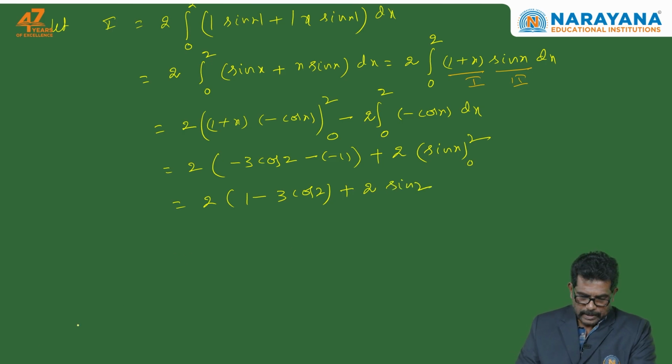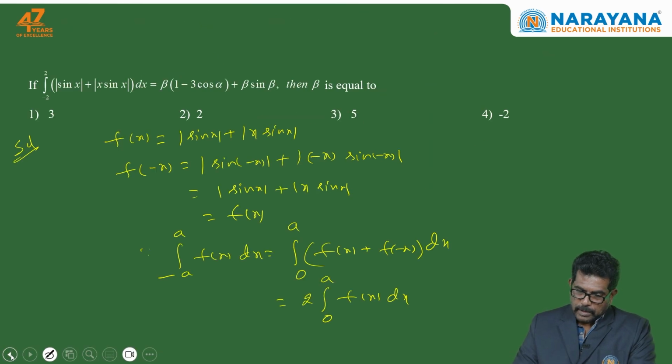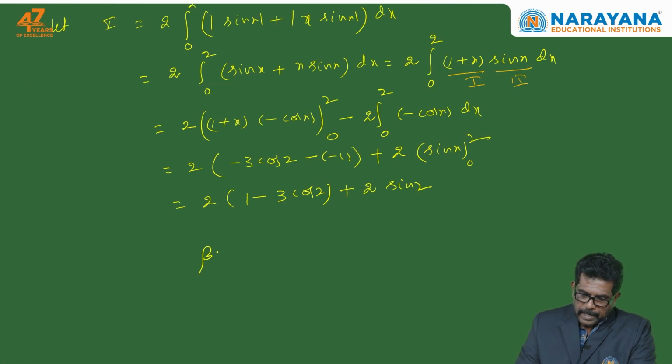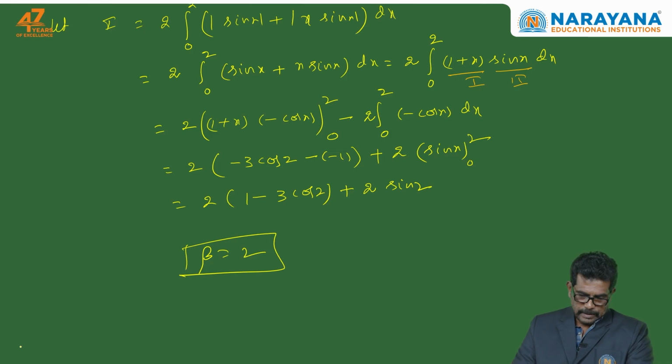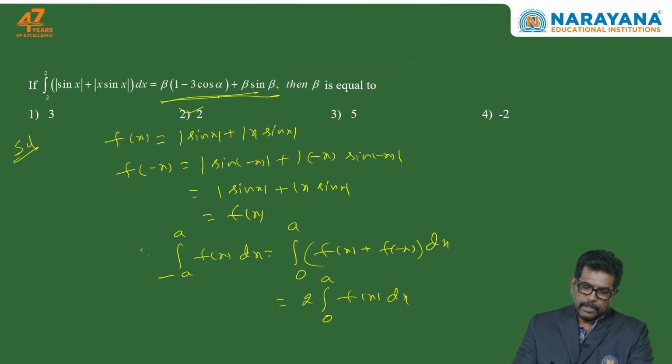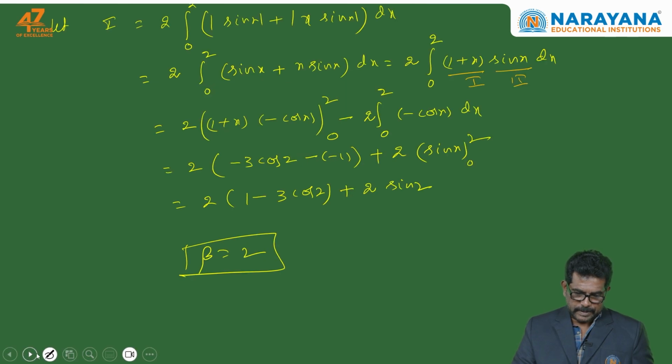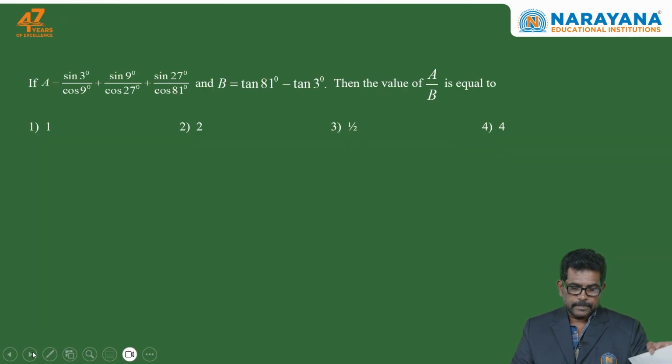Comparing with the given equation, you observe here beta times of 1 minus 3 cos alpha plus beta sin beta, comparing, beta is equal to 2. Hence, the correct option is, second option is right. Problem level is very simple. It is property based. So, everyone try this one. Next.